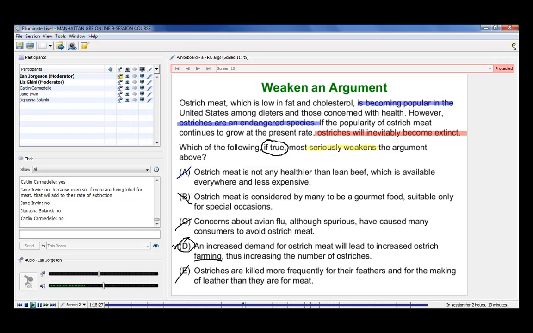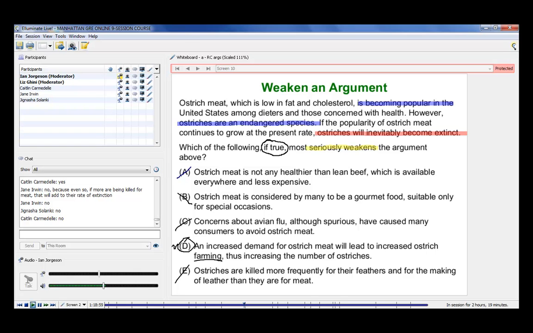I mean, it would be correct to weaken the argument to say ostriches will not become extinct, but they're never going to actually do that on the test. That's way too simplistic. Instead, what they're going to ask us to do is pick an answer that attacks the connection between the evidence and the conclusion. And in this case, we're assuming that ostriches are endangered today. We're assuming that they won't increase the number of ostriches in the future, that they'll remain endangered. We have to assume that.